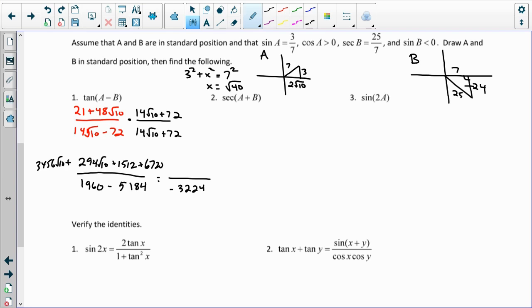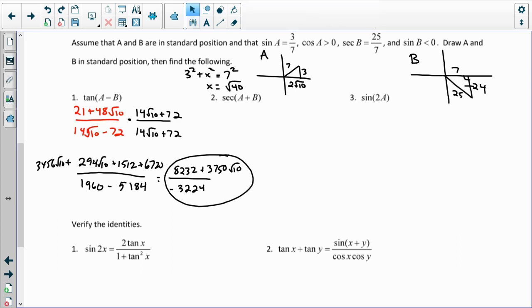So I now add all these things up, and I get 8232 plus 3750 root 10. And that, my friends, is not very pretty to look at. But that is tangent of A minus tangent of B.